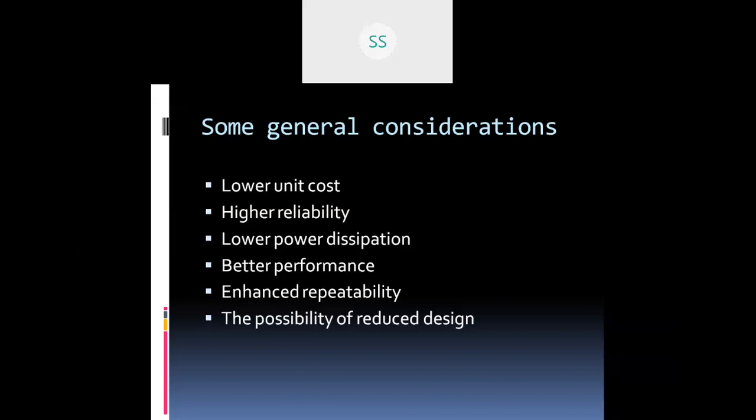Among all considerations, the first one is a lower unit cost. Care should be taken that the cost per unit is low. This is because as you have so many units in a design process, the cost may multiply. So the very basic unit should be of very low cost, so that the entire cost of the design is kept low.